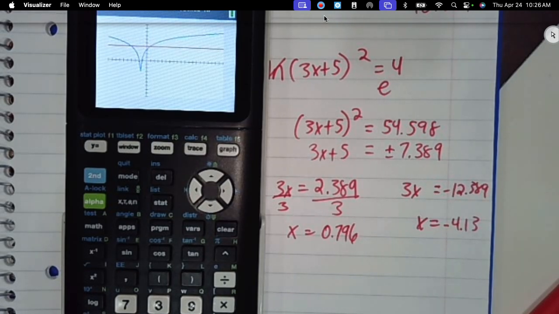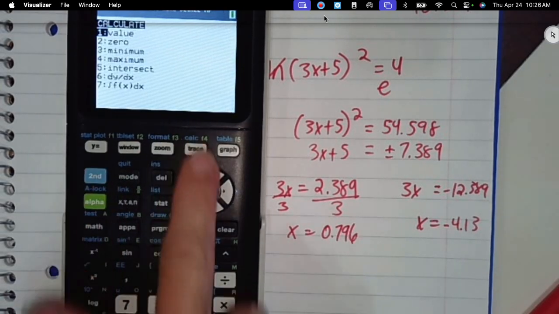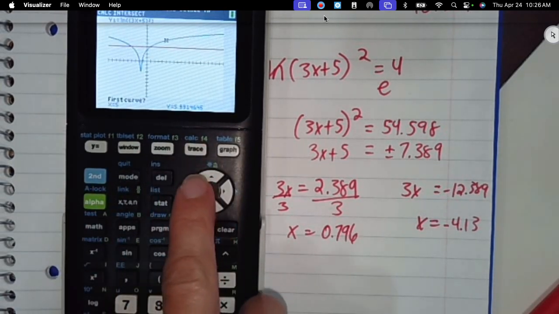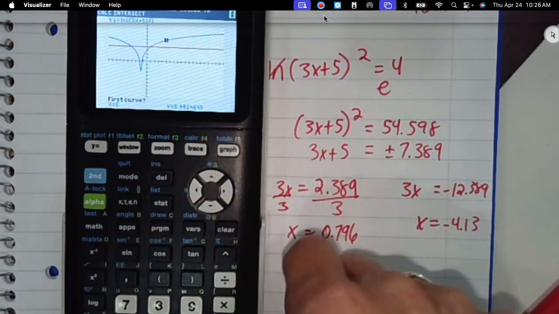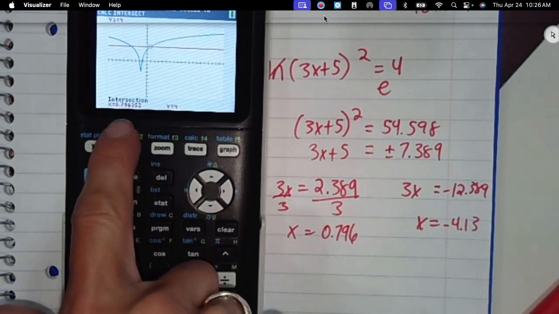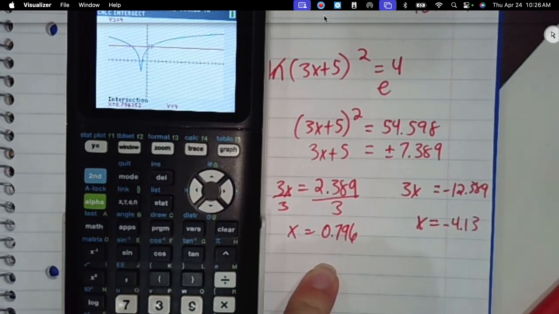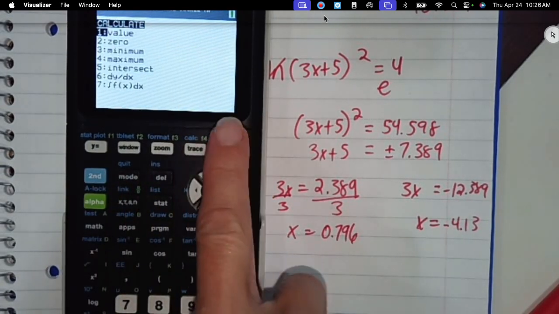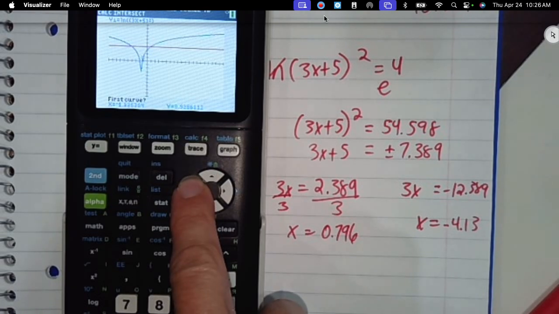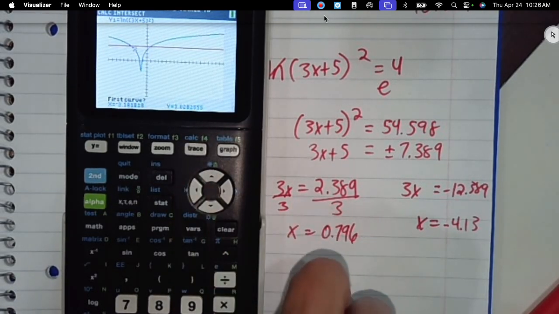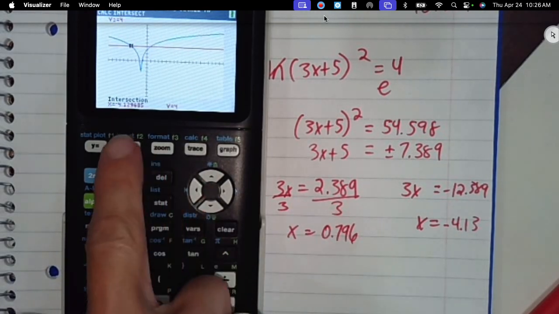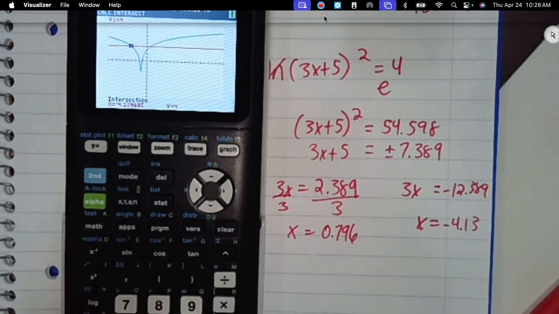Did you get that, Tyler? Okay, so you press second trace number 5. Since I'm over here at the right, I'm going to find that one first, and it is 0.796. Okay. Second trace number 5. Now I'm going to scroll to the left. And I get negative 4.129, which is negative 4.13.